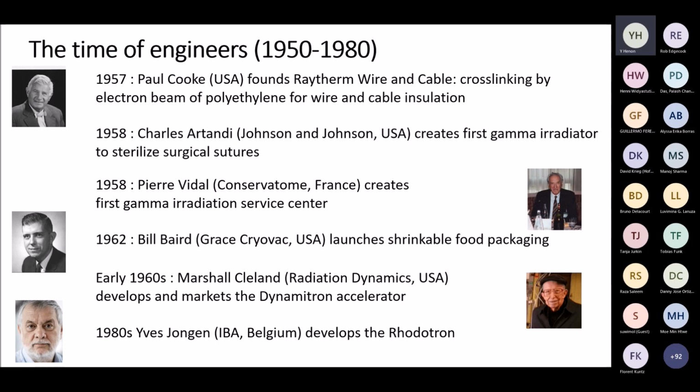The first gamma irradiation service center was created by a Frenchman named Pierre Vidal near Lyon in France, and it was really the first private commercial service center for radiation processing. Of course, the facility was quite simple. Getting cobalt-60 in 1958 was not easy. It came mostly from Canada, but the quantities were very small and the price was quite high.